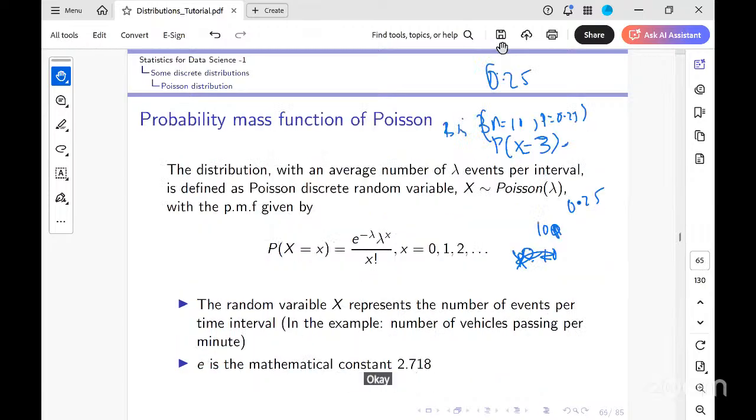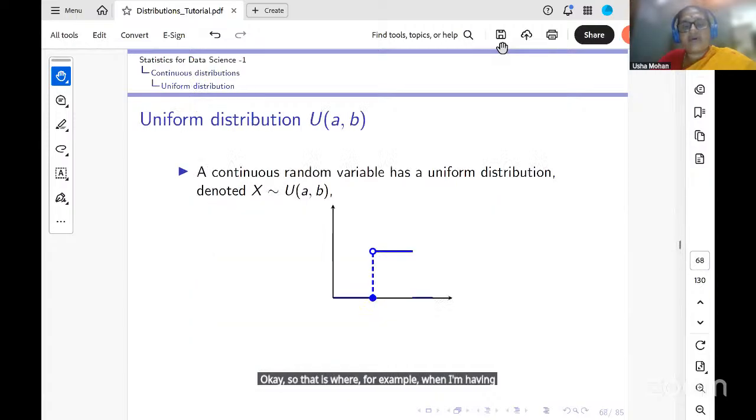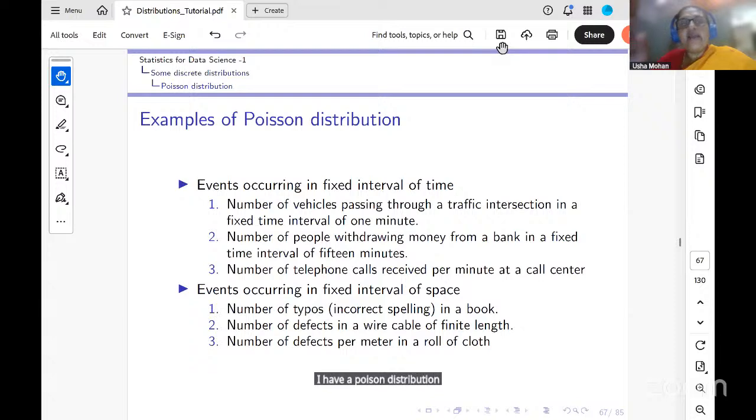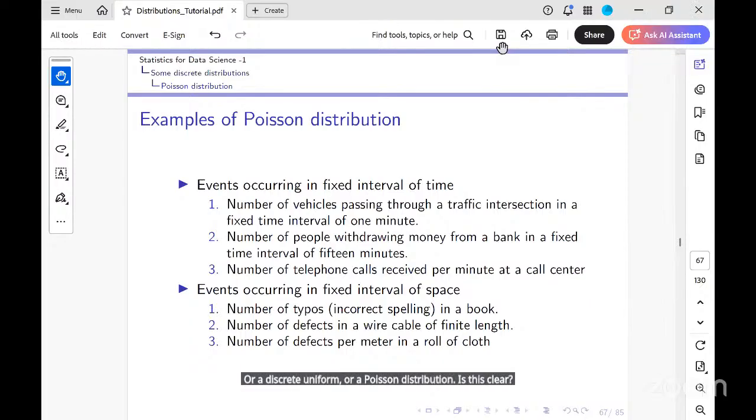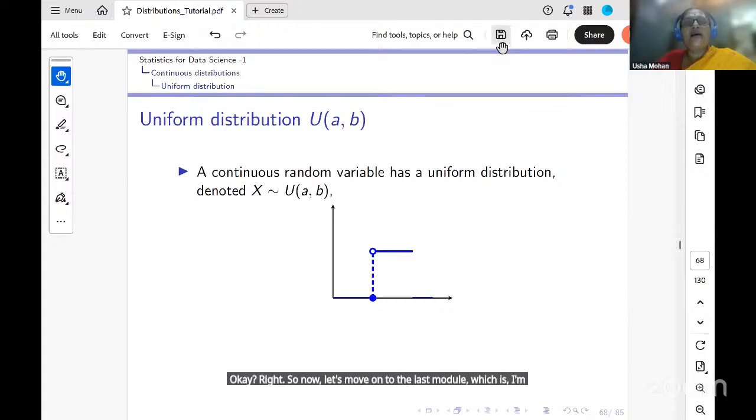So for example, when I'm having the number of vehicles or the number of typos, I have a Poisson distribution. Depending on the context of the problem, you need to understand whether you'll apply a binomial or a hypergeometric or a discrete uniform or a Poisson distribution. Is this clear? Yes, ma'am. Right. So now let's move on to the last module.